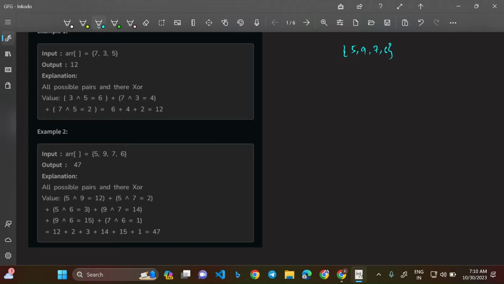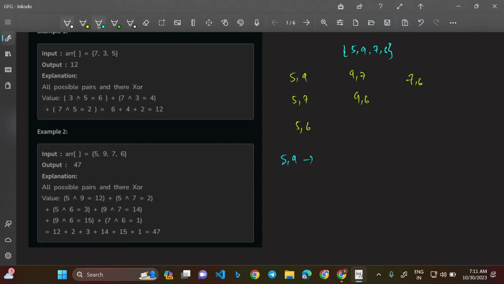5 9 7 6. Alright, what are the possible pairs here? The possible pairs are 5 9, 5 7, and 5 6. Great. And 9 7, 9 6, and then 7 6. So these are the 6 pairs possible. Now let us evaluate the XOR of each pair.